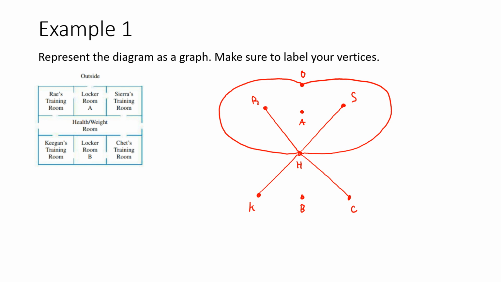This is where it might be useful for you to rearrange the vertices once you see this, if you're not sure of what you're looking at. Okay, now let's go down. We go to Keegan's, it's connected to locker room B. Locker room B is connected to the Chet. And then we got the same kind of shape up top, except locker room A also goes outside. So we connect it.